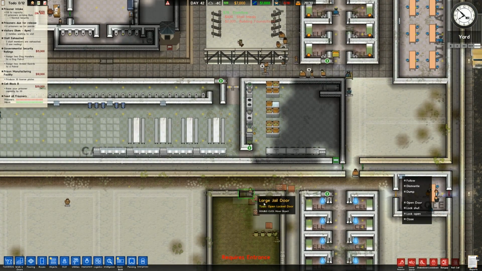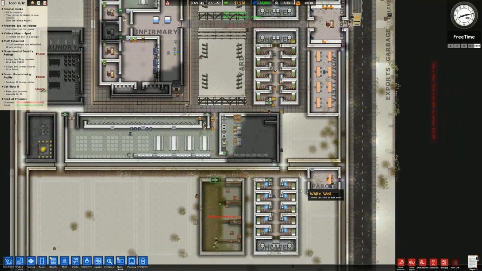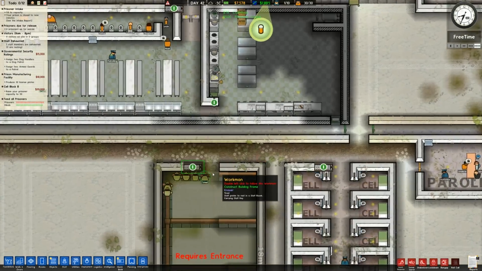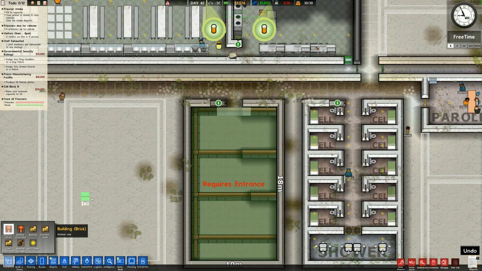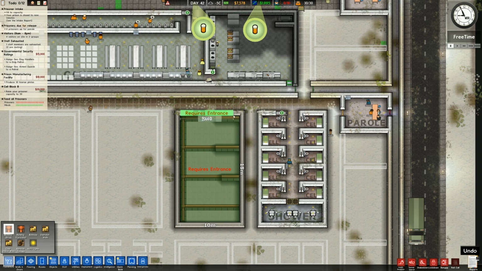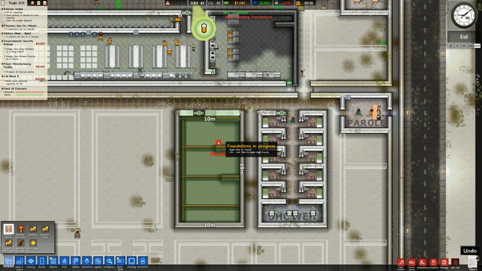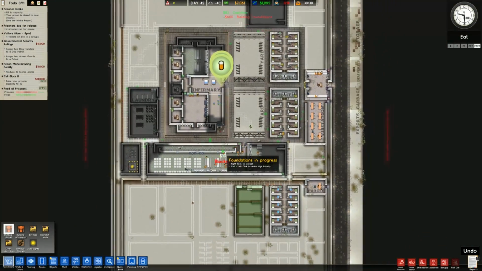Let me force that door open. There we are. It says requires entrance. It will get there and will be placed. Oh no, it won't, because you need to place building brick across like that, and then that will now generate that properly. 2 overdoses there.